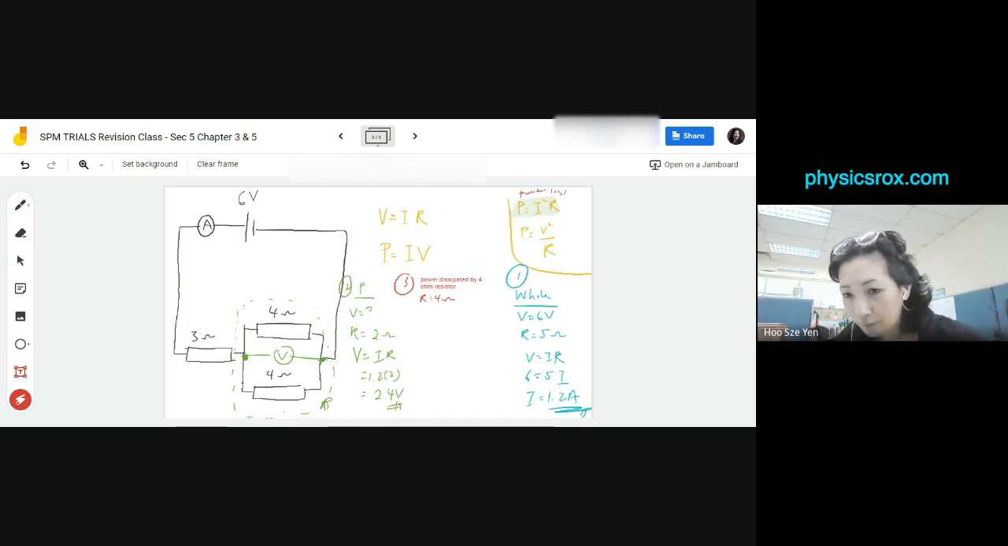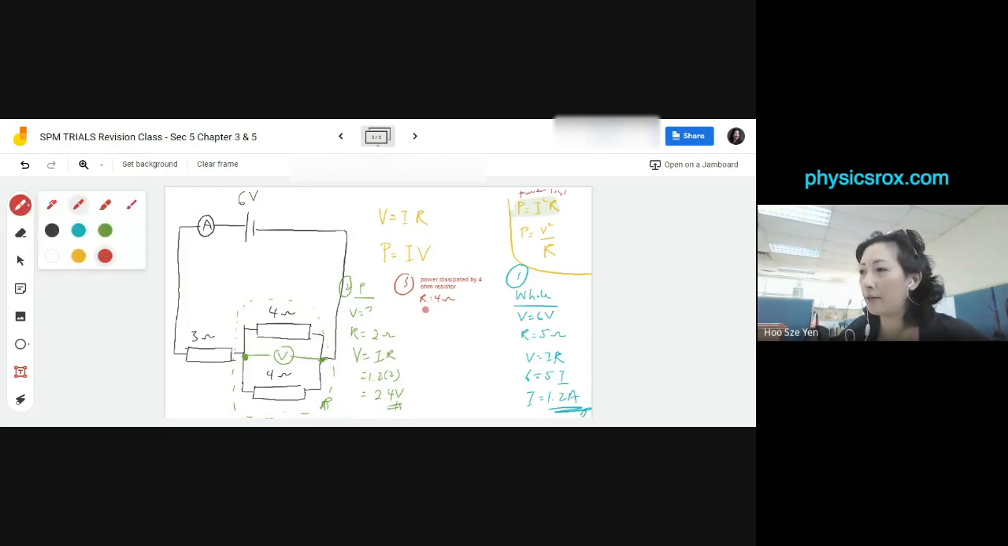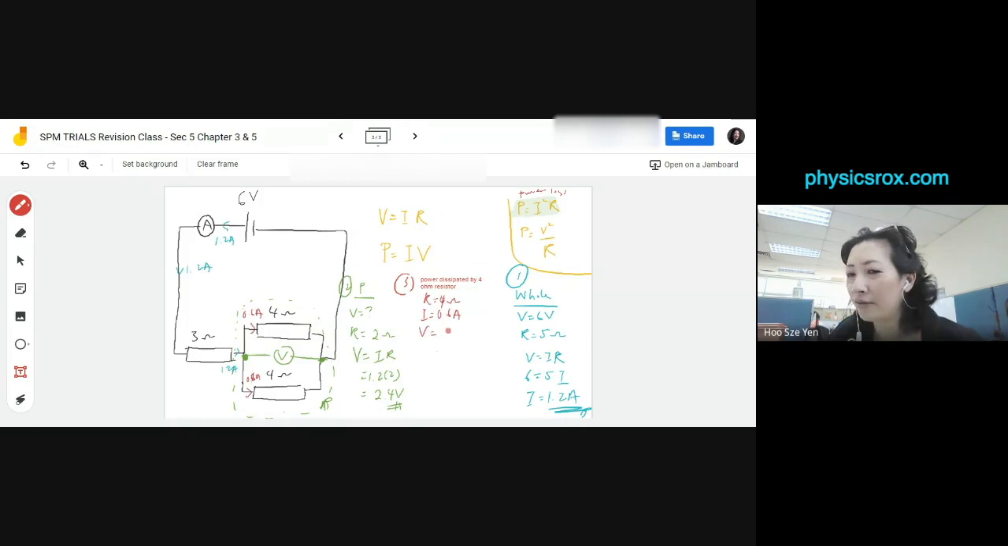How much? Yes, correct. How much is the V here, for the 4 ohm resistor? Six volts is the whole circuit, right? So 6 volts is the voltage for the 3 ohm plus the 4 ohm section. So if we're only looking at this, we need to take only the V for the 4 ohm. Only for the 4 ohm.